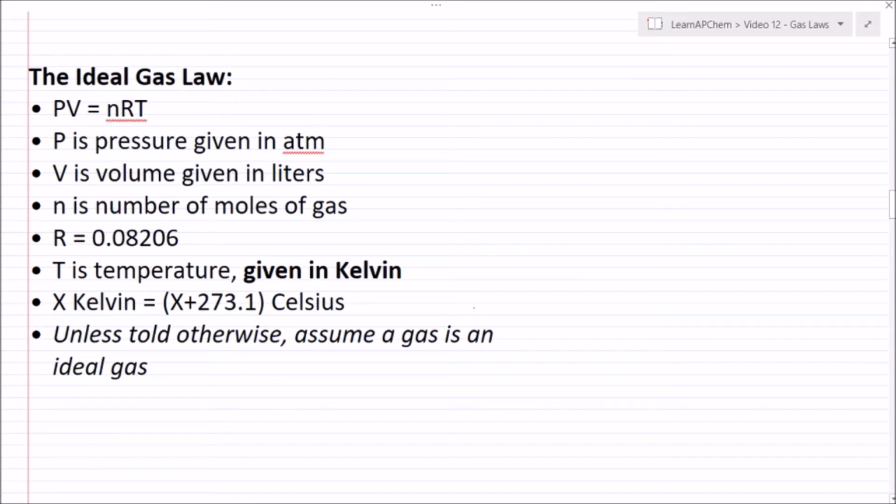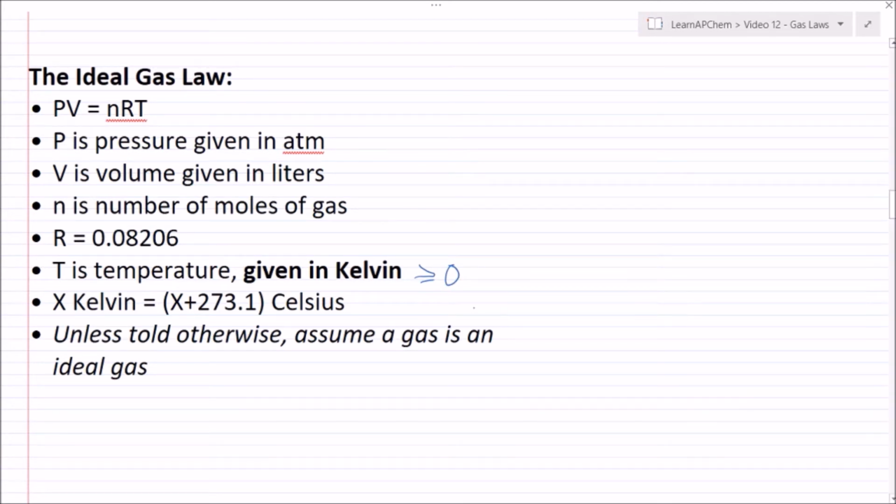I mentioned the conversion factors in our video, Common Facts You Should Know, so you can go ahead and check that video out if you want to memorize the conversion factors between pressure units. Volume is given in liters, and that is not flexible, so always in liters. N is the number of moles of gas, and T is our temperature given in Kelvin. And this serves a very important function in that Kelvin is always greater than or equal to 0, while the same is not true of Celsius.